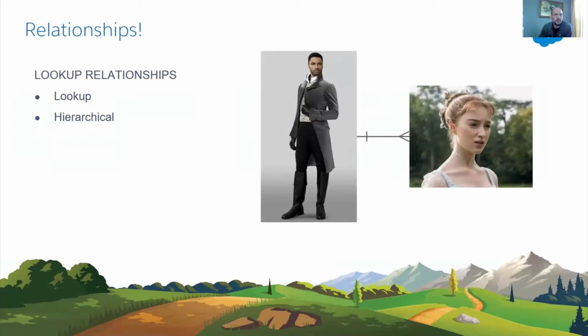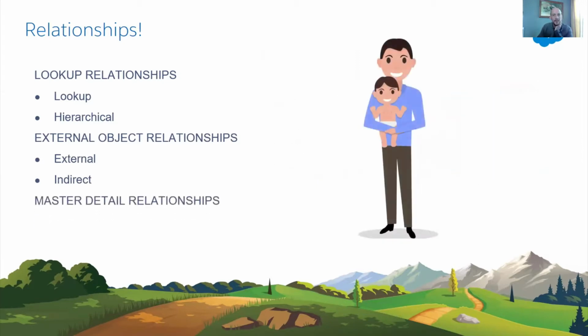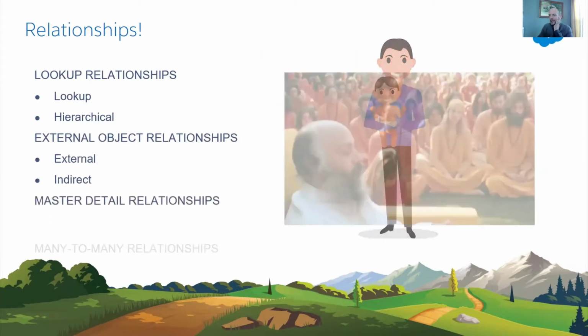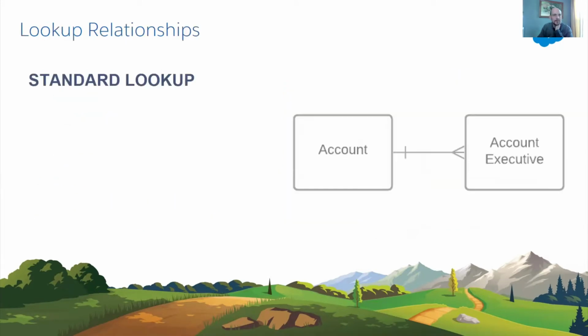Lookup relationships. So you can obviously have the one-to-many. And we can have a unique one called hierarchical. External object relationships, external and indirect, and we'll talk about these later. We'll go into detail. Master-detail with parent and child, and many-to-many. If you guys are familiar with Osho and his clan.